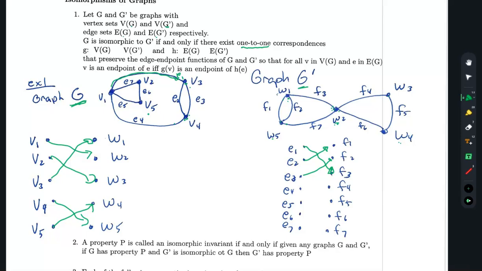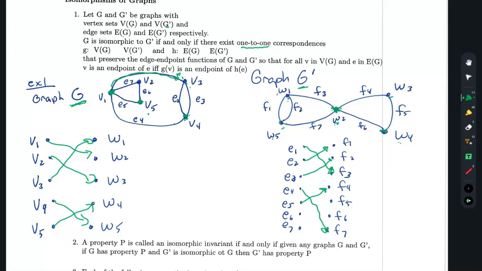So let's look at E4. E4 goes between a vertex of degree 4 and a vertex of degree 3. I've already used F3, so how about F7? F7 is down here. Then E5. Where's E5? E5 goes between a vertex of degree 4 and a vertex of degree 2. So I can choose either one of these two, right? I'm just going to go with the 4.